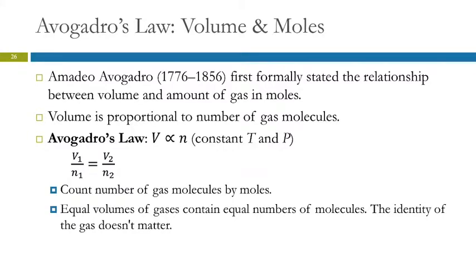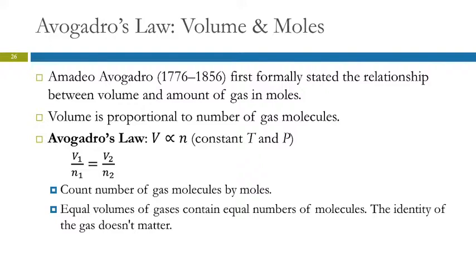So Avogadro's law is a simple gas law that relates the volume of gas to the amount of gas in moles. Amadeo Avogadro lived back in the 1800s. He was the first one to formally state a relationship between volume and amount of gas in moles.